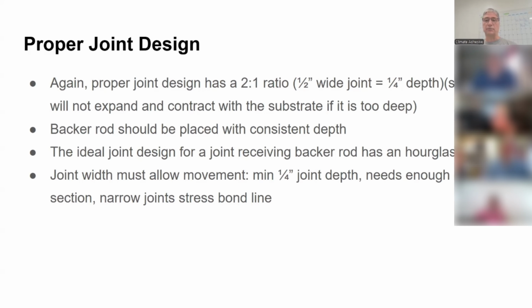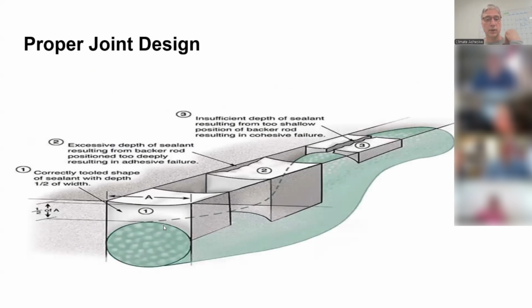So the ideal joint design for a receiving backer rod has an hourglass shape. So let me see if I can find that. Okay. If you look at this one in the front here, number 1, you can see that it's rounded on the bottom where it meets the backer rod, and it's concave on the top. So what you get in the middle is an hourglass shape. That's your ideal shape. The middle of this joint is going to be 1/2 the width. On the edges here, you've got more depth, so you've got a larger bond line there. And in the middle, you reduce that depth so that you get the movement.